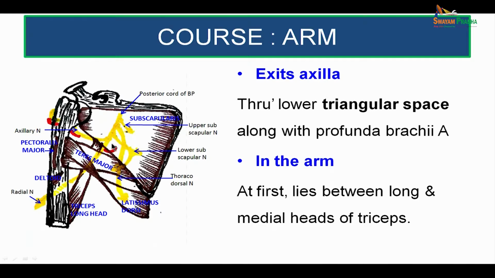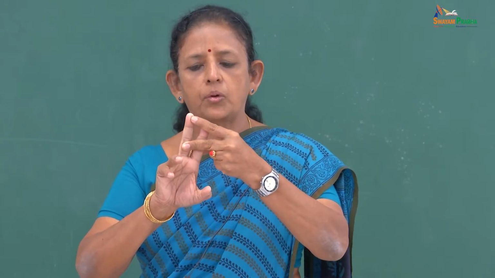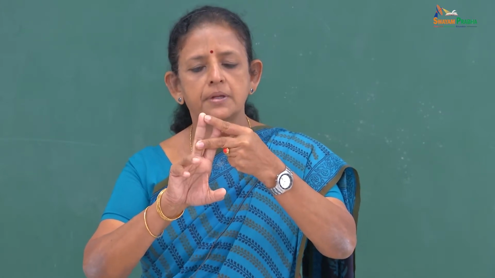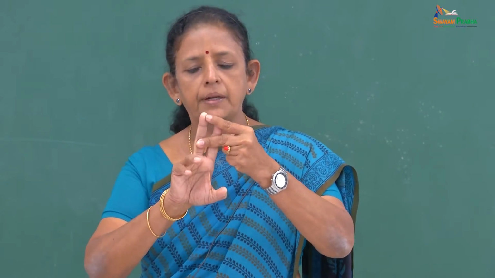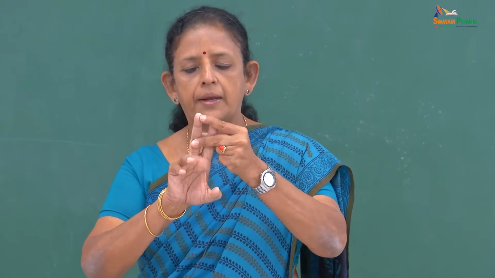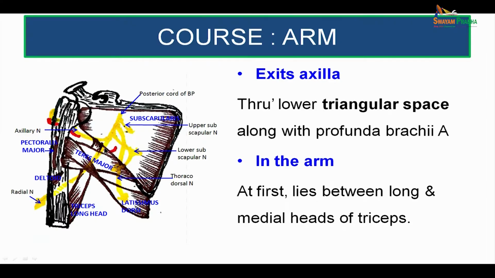Then when it leaves the axilla, it enters into the lower triangular space with the profunda brachii artery. What is this triangular space? The muscles of the scapula form potential spaces which are classified as quadrangular space, upper triangular space and lower triangular space. The area of interest for us today is the lower triangular space, which is bounded above by the teres major muscle, medially by the long head of triceps and laterally by the shaft of the humerus. It is in this lower triangular space that the nerve emerges along with the profunda brachii artery. At that region, it lies between the long and medial heads of the triceps.